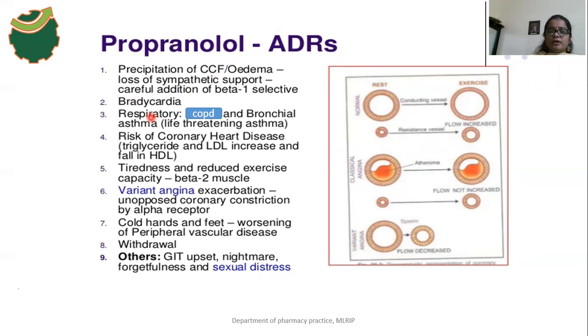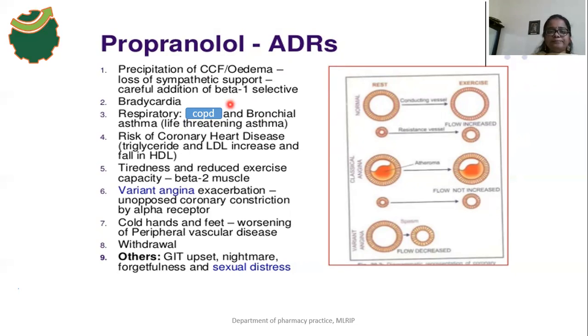COPD and bronchial asthma can also worsen because the person is already suffering. This propranolol drug should be avoided in persons suffering with bronchial asthma and chronic obstructive pulmonary disease. Why? Because propranolol causes a bronchoconstriction effect, so the person might get bronchial asthma and COPD.